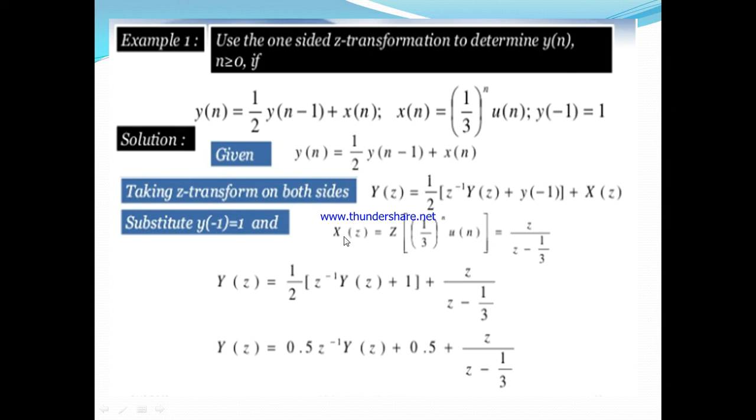Next we have to calculate the Z transform for x of n. So X of z equals Z transform of 1 by 3 the whole power n into u of n, which equals z by z minus 1 by 3. This is the standard Z transform for this sequence, and all of you know that. Next, substitute the X of z value and y of minus 1 equal to 1, which is given in the problem. We have to substitute these two values in the equation for Y of z.